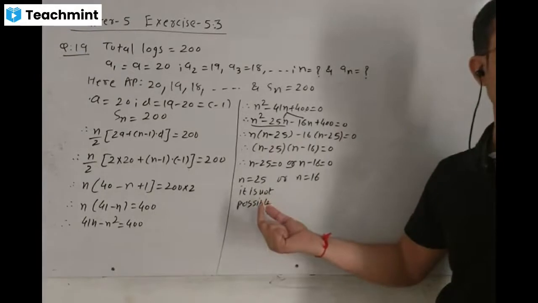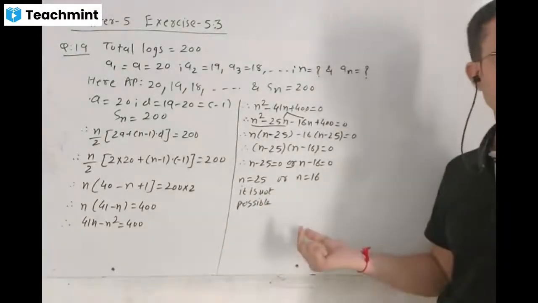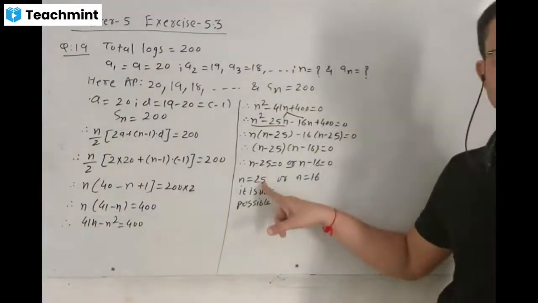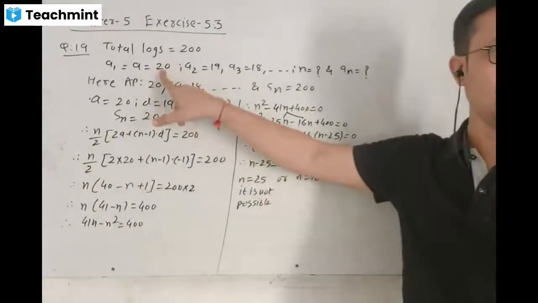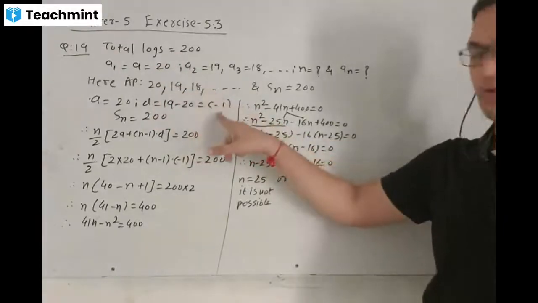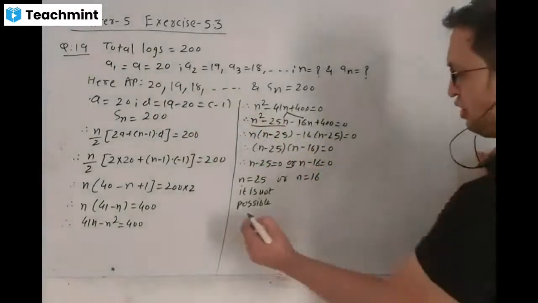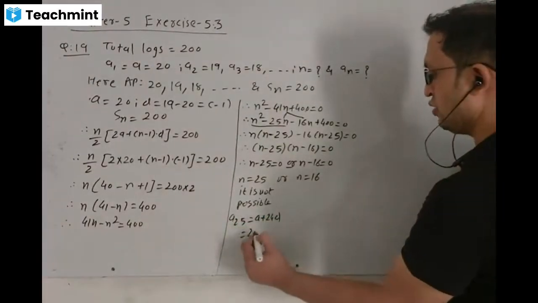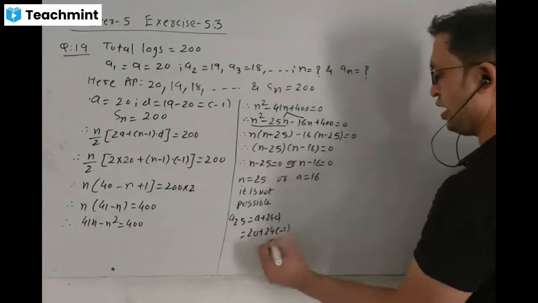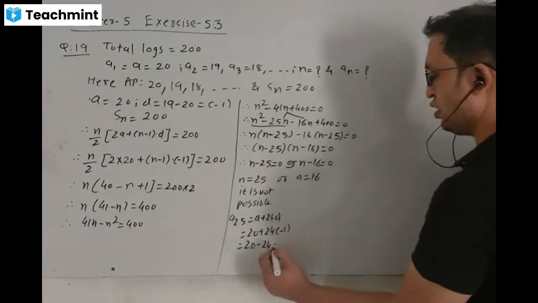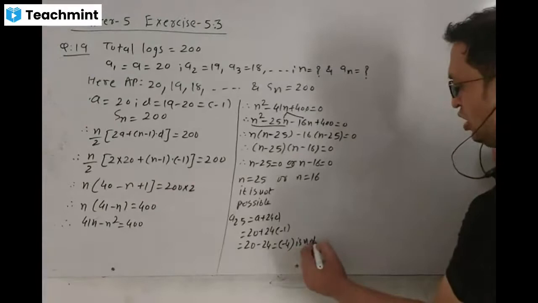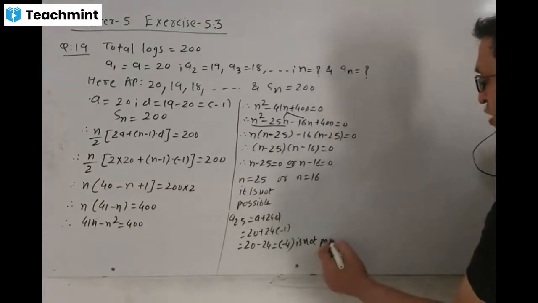25 rows means a plus 24d, the 25th term of an AP, that is a plus 24d. a is equal to 20 and d is minus 1. So what will the number of logs be? a25 is a plus 24d, a is equal to 20, 24 into minus 1, 20 minus 24, minus 4 logs is not possible. Negative number of logs is not possible. That is why n is equal to 25 is not possible.